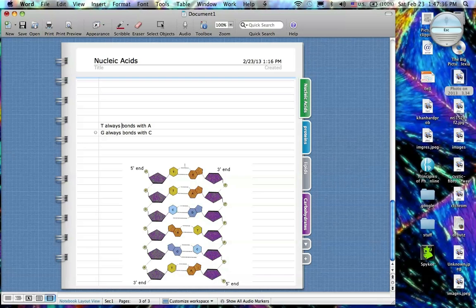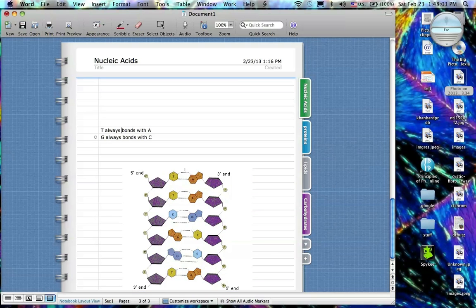Now, the other thing that's true with these bonds here is that T and A always have a double bond, and C and G always have a triple bond. And they're held together with hydrogen bonds. Again, this is DNA, which is nucleic acid. It's all basically the same thing. And that stores the genetic information for people.